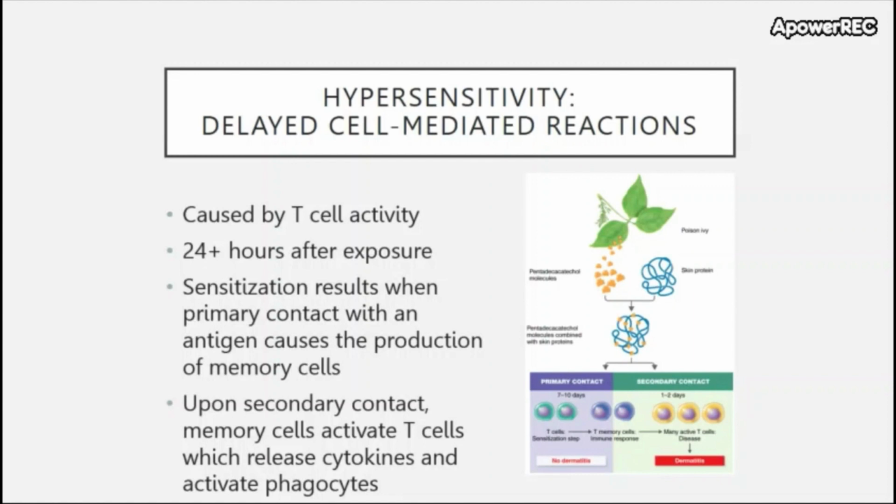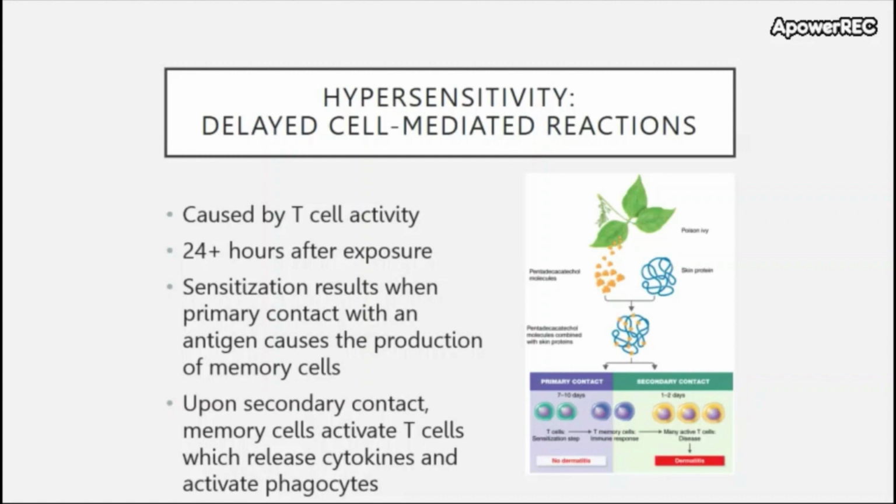So to the right, we can see this delayed cell-mediated reaction with poison ivy. So poison ivy has a chemical in it called urushiol. And when that urushiol gets into your system or makes contact with your skin, it can change proteins in the cells. So here we have skin proteins that change, and when they change their structure, they're no longer recognized by the immune system as being from the body itself. So then the T cell has an immune response to those altered proteins. So that's why it's called a delayed cell-mediated reaction.